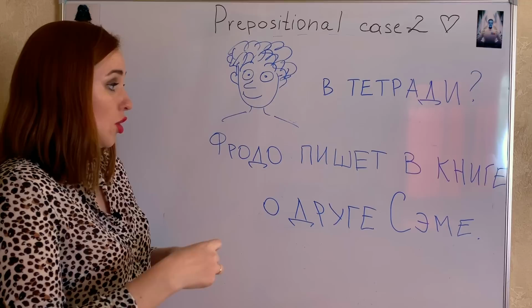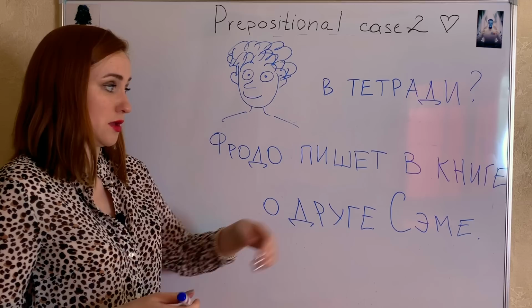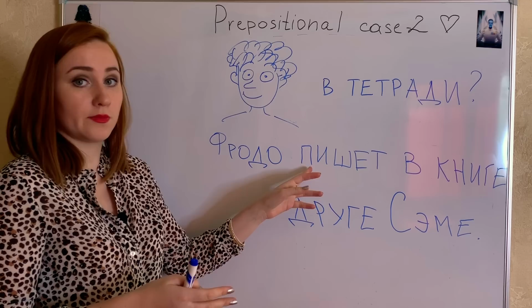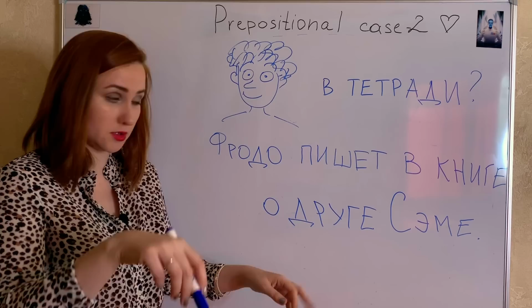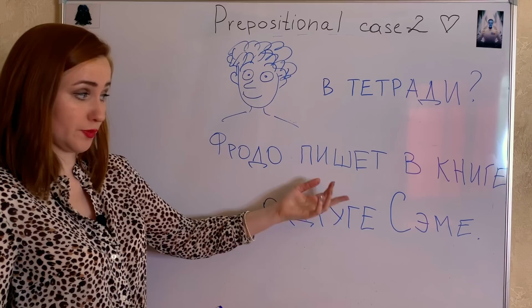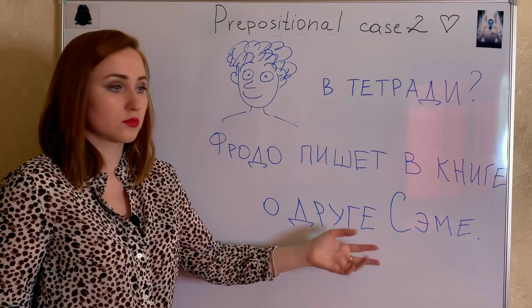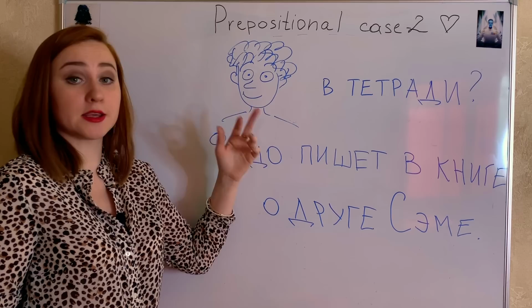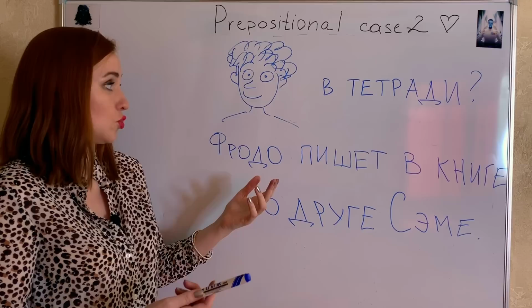А Фродо читает о Сэмми. Он о нём читает. Is he reading about him? Нет, он не читает. Он пишет. Фродо пишет о Сэмми. О ком он пишет? О Сэмми. А Сэм это кто? Кто Сэм? Сэм это его друг.